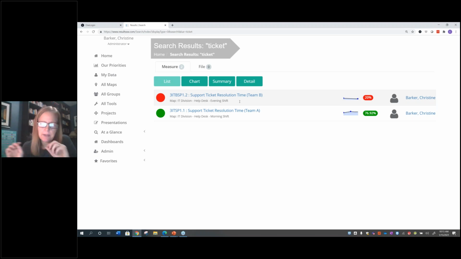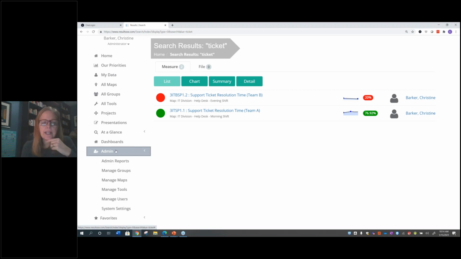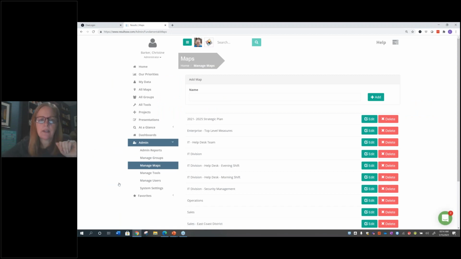Okay, so let's talk about how I built those map names and how I created that parent-child relationship. When we build our maps, this is an admin function. So I'm logged in as an administrator, and I know that some of you on the call might only be measure owners or data stewards, but understanding the capabilities of the software, I hope you find it helpful. So when I click on admin, I do my map building under manage maps. When I go to manage maps, I build my maps here under add maps.